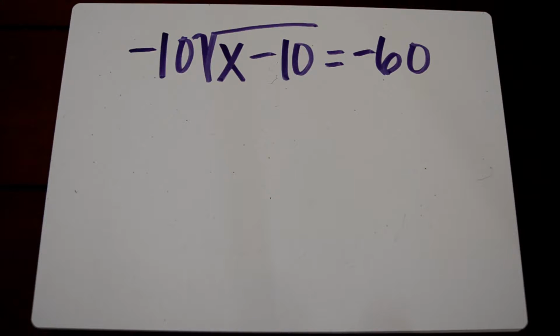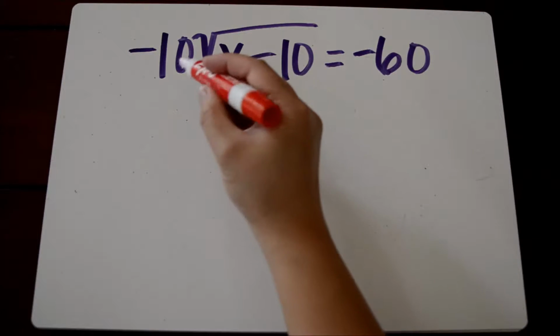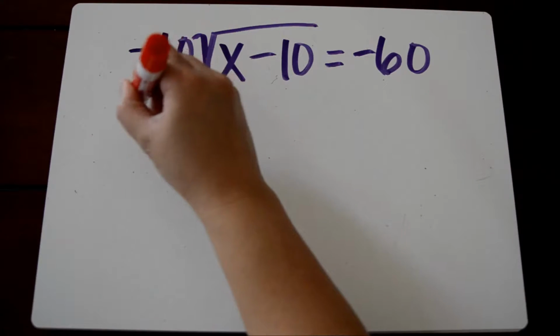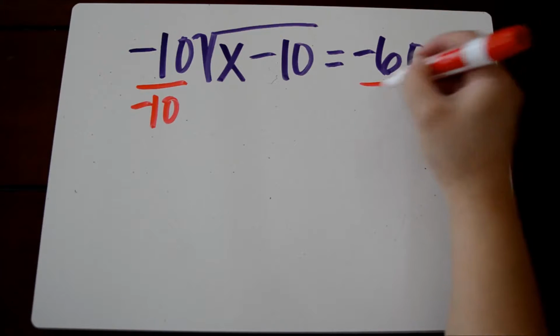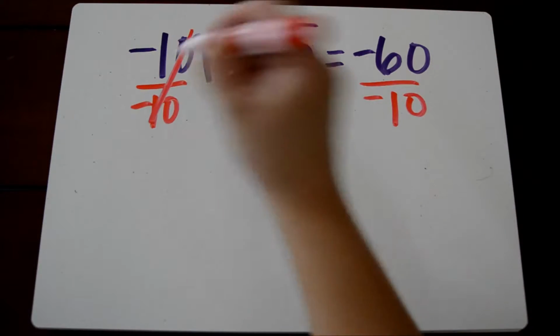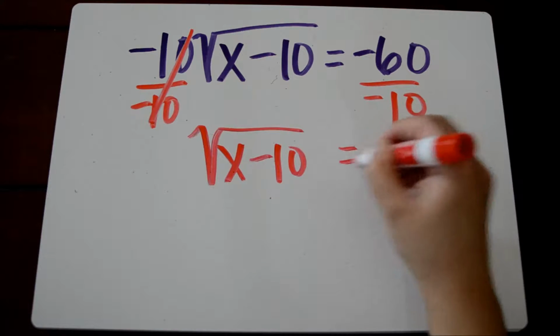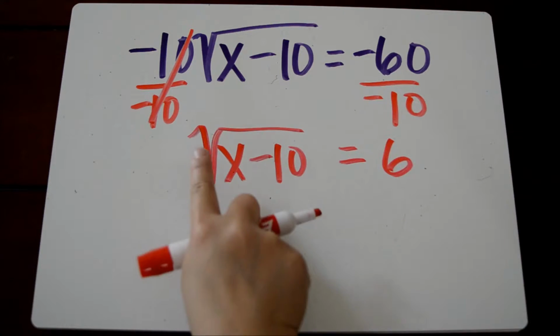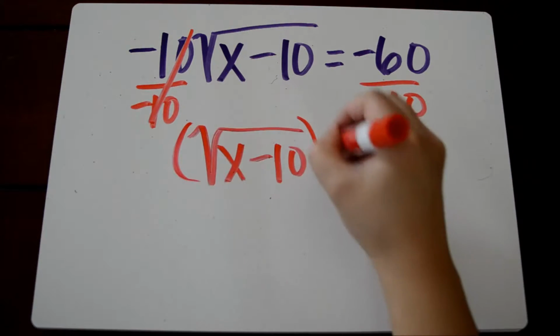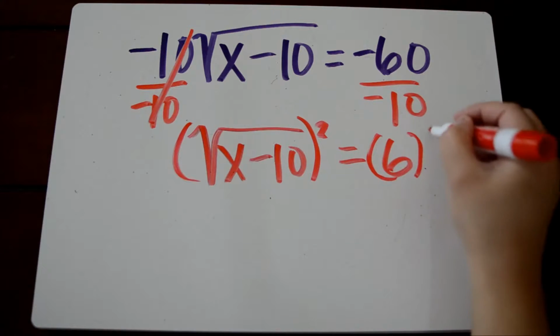So we need to undo the negative 10 that's being multiplied, and to do that we're going to divide both sides by negative 10. We get the square root of x minus 10 equals 6. To undo the square root symbol, we're going to square both sides of our equation.